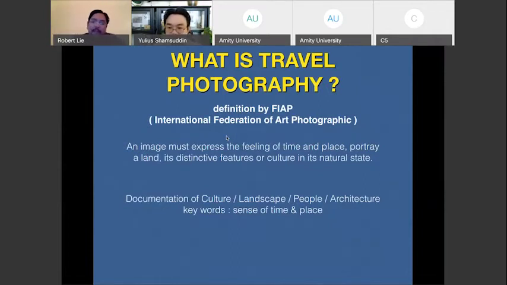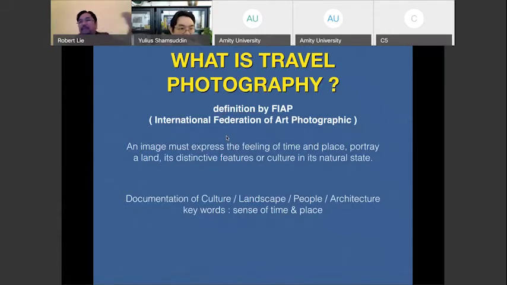What does it mean? If I go to India and I take a picture of China, it's not travel photography, because we have to take pictures of India. And for the sense of time, maybe we go to a holy festival in India and take pictures of the festival, how they react, how they dance, and the colors. So you must remember that travel photography is about sense of time and place.